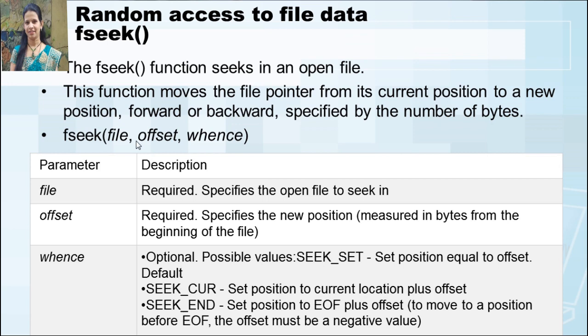Then whence. Whence has three possible values. SEEK_SET means set position equal to offset. SEEK_CUR means set position to the current location plus offset. SEEK_END means set position to end of file plus offset. So there are three possible values of whence: SEEK_SET, SEEK_CUR, and SEEK_END.